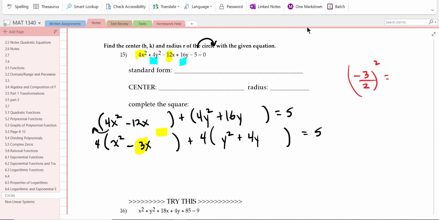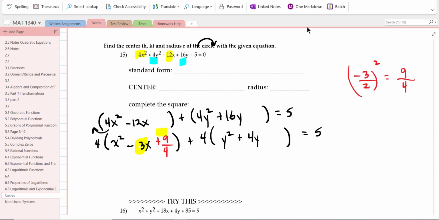Okay, so if you square negative 3, you get 9. You square 2, you get a 4. So you're going to put a 9/4 there. Again, what I did was I took half of the 3 and then squared that. Now watch this carefully. Students almost always want to do this: plus 9/4 plus 9/4. That is totally wrong. I did not add 9/4 here. What I did was I added 4 times 9/4. You have to pay attention to that.